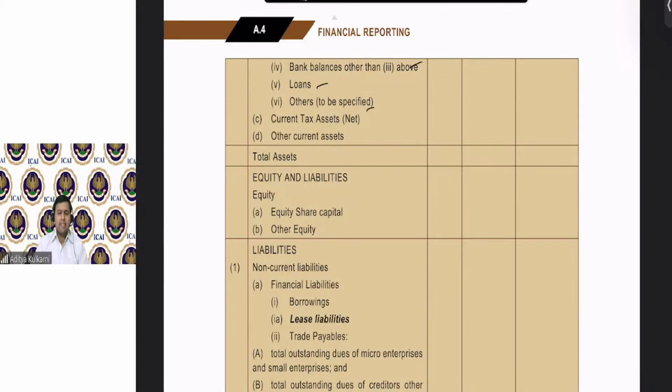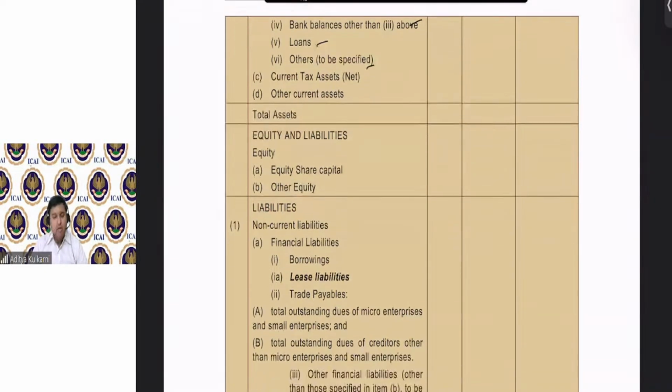So current tax assets could be your withholding taxes which are withheld on your incomes, like your TDS for example. Okay, so they would basically come and sit under current tax assets. Later on, you move on to the equity. So equity will be classified into equity share capital and other equity.